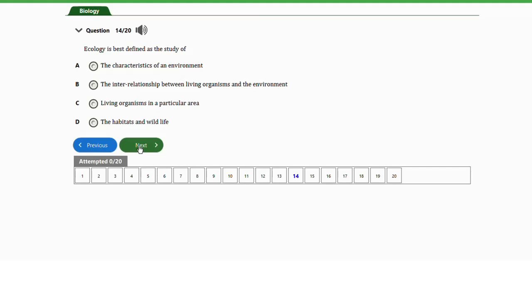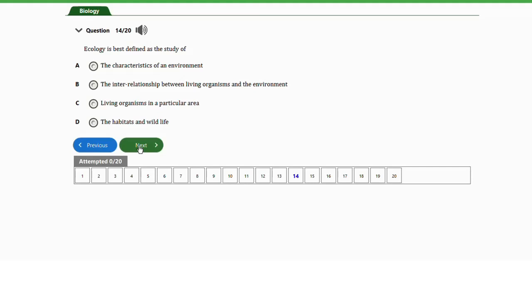So let's look at the next question, and that's question number 14. It says, ecology is best defined as the study of A, characteristics of an environment, B, the interrelationship between living organisms and the environment, C, living organisms in a particular area, D, the habitats and wildlife.